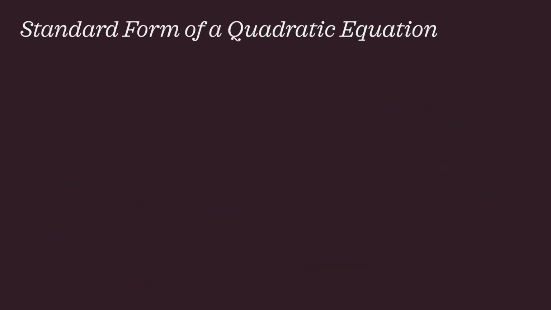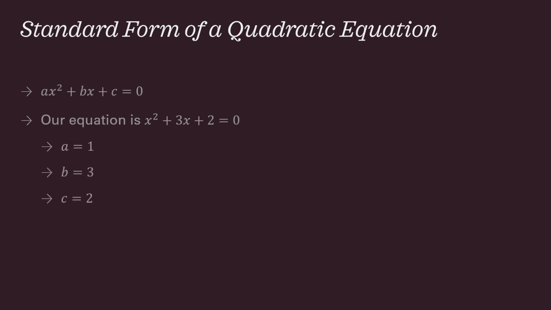If we say x squared plus 3x plus 2 is equal to 0, we have created what is called the standard form of a quadratic equation. You will often see this written in textbooks as ax squared plus bx plus c is equal to 0. Now, in our case, a is equal to 1, b is equal to 3, and c is equal to 2.